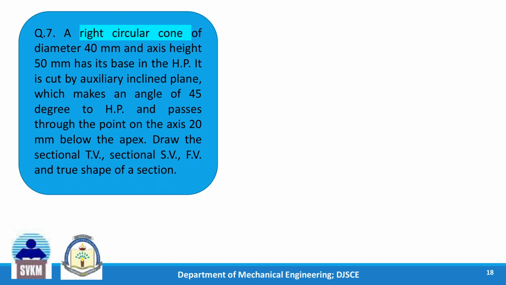Okay, so what is given is a right circular cone, diameter 40 mm, axis height 50 mm. It has its base in the HP. It is cut by AIP, 45 degree angle with HP, and passes through the point on the axis 20 mm below the apex. We have to draw the top view, the front view, the sectional side view and the true shape. So all the things are required.